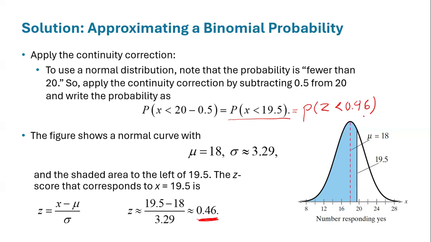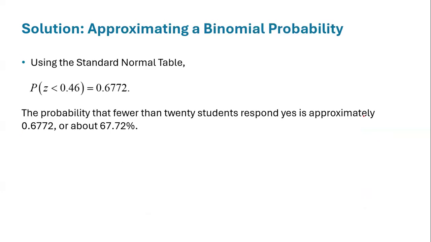And any number that we get from the table is our exact answer, because the question is asking about the probability when z is less than, and the numbers on the table are also the area to the left, so everything is fine. We don't need to change that number. So we find this value from the table or from the calculator, and that is my final answer. The probability that fewer than 20 students respond yes is approximately 0.6772 or 67.72%.